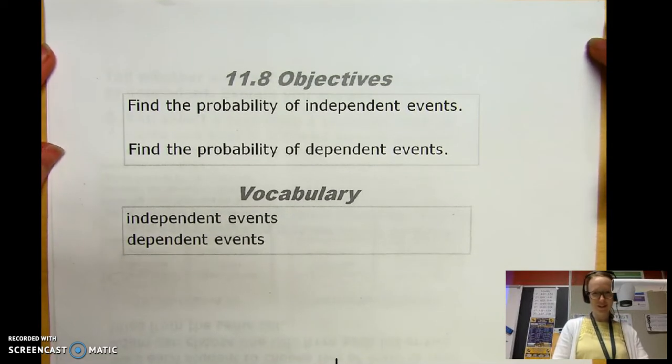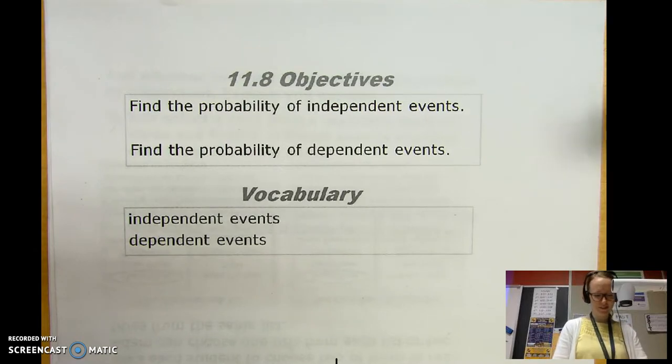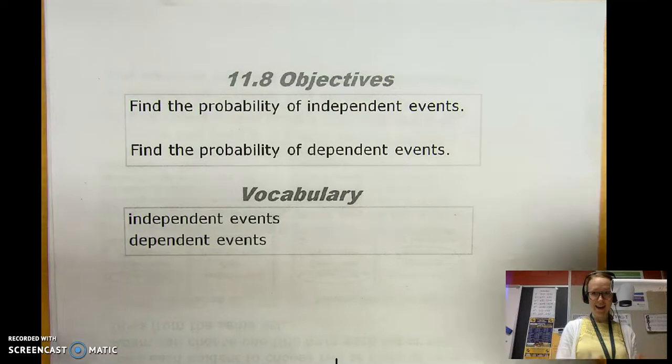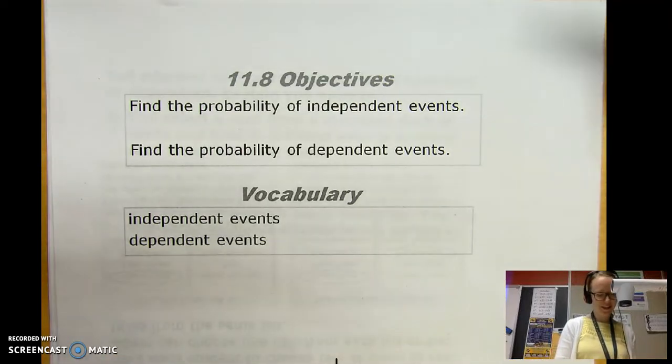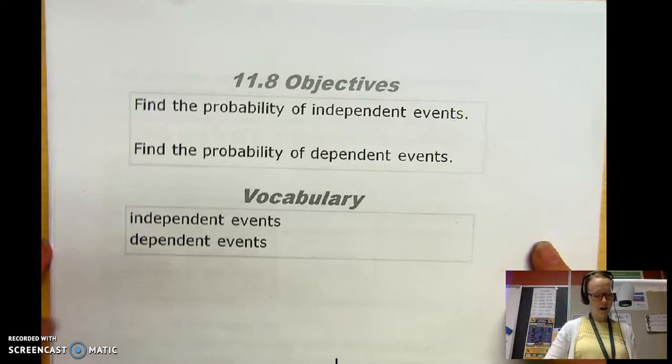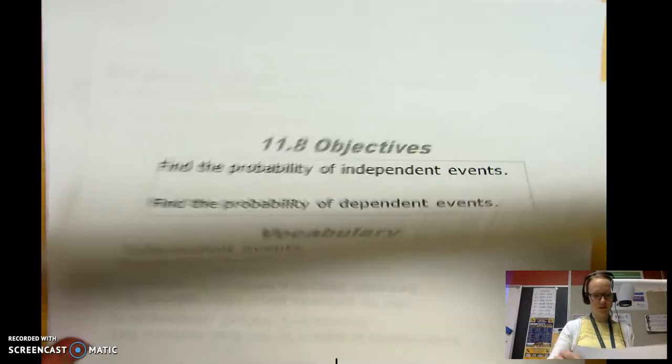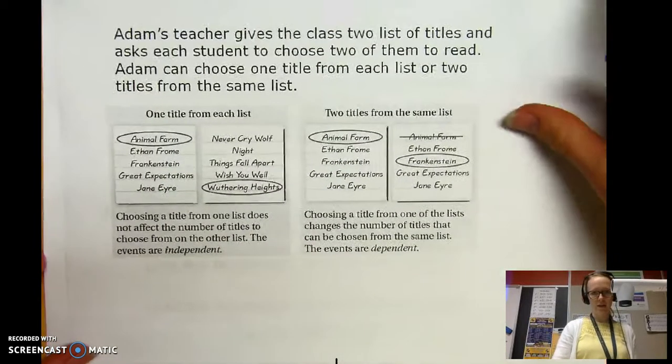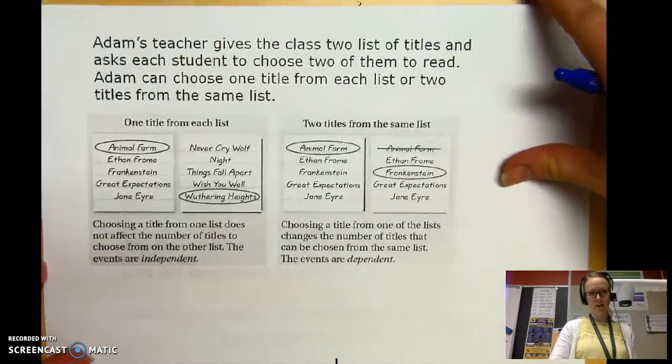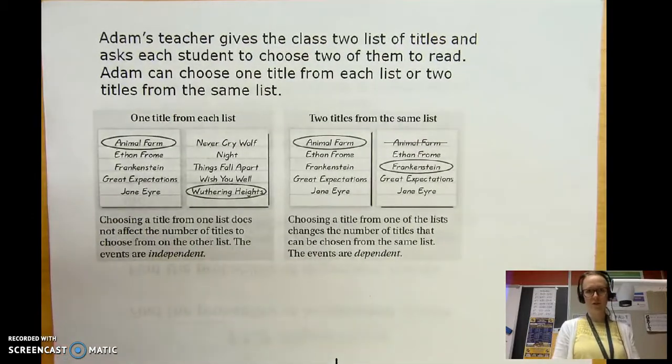So let's get started. Today's lesson is focusing on probability once again, and this is your last lesson of the year. Yay! So if you take a look, we're going to be focusing on independent versus dependent events today. And those are your big focuses. So if you take a look at this first slide here, it says Adam's teacher gives the two classes lists of titles and asks each student to choose two of them to read. Adam can choose one title from each list or two titles from the same list.